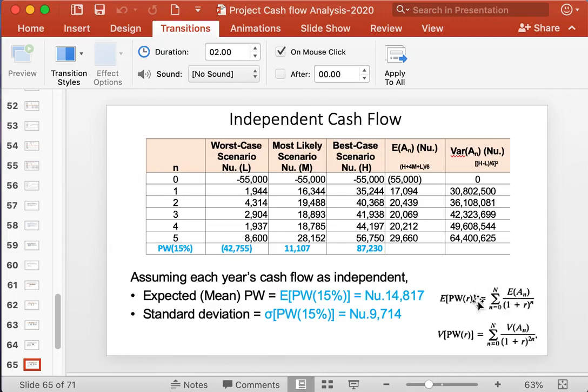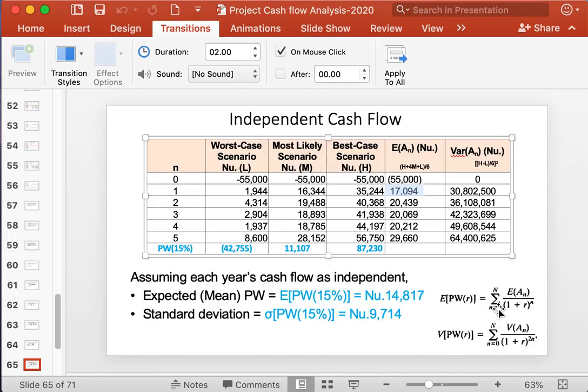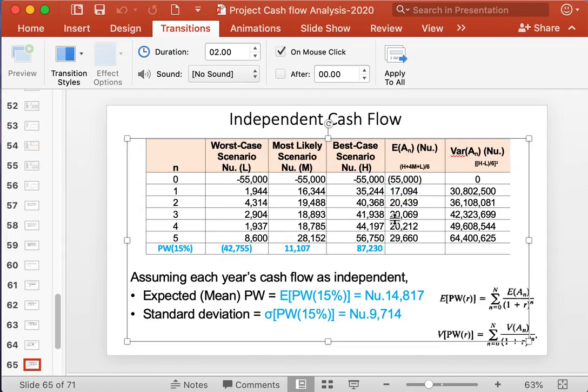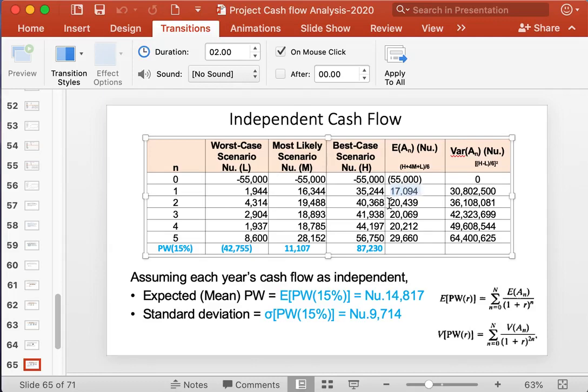Since this is just a summation of the present value of each year's cash flow taken to the present time, this means that we are assuming that each year's cash flow is independent of the other cash flows. Or in other words, when we calculate the expected present worth of this cash flow, we are assuming that each year's cash flow is independent of the other.